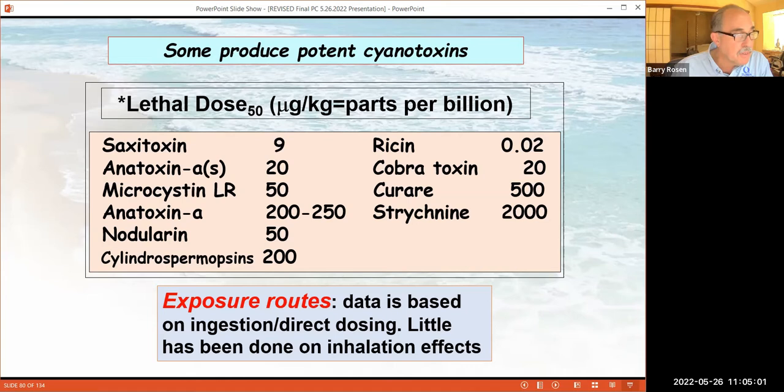Actually, thinking about this, the exposure route, how you get these compounds into you, is very important. These studies are all based on ingestion or direct dosing, where you inject a mouse. You can't get people to volunteer to do this study, so little has been done on understanding inhalation. And in my lab, we are spending time working on inhalation. Next.